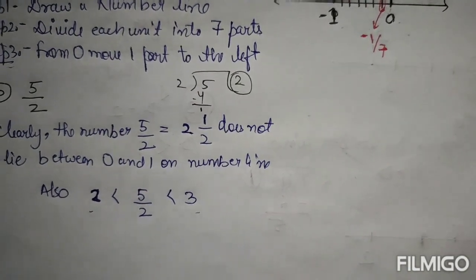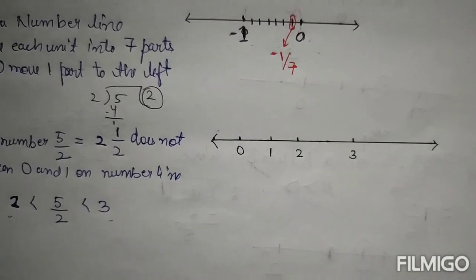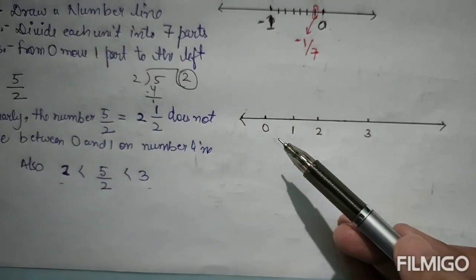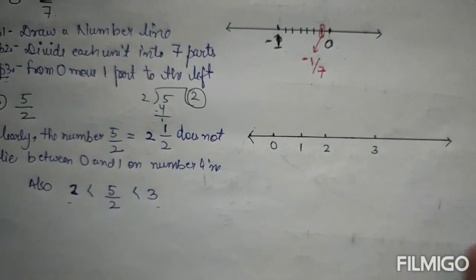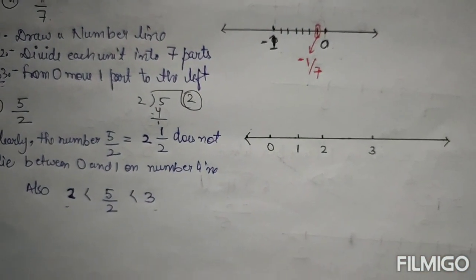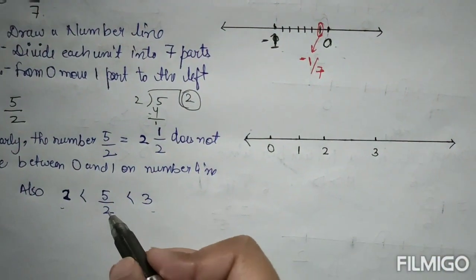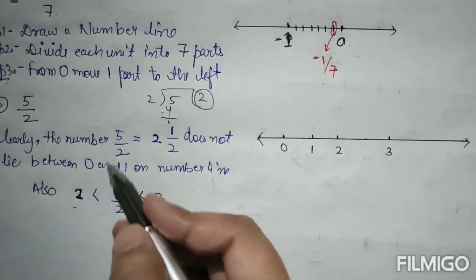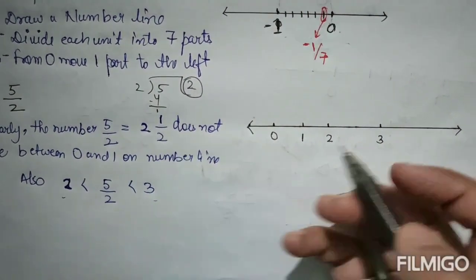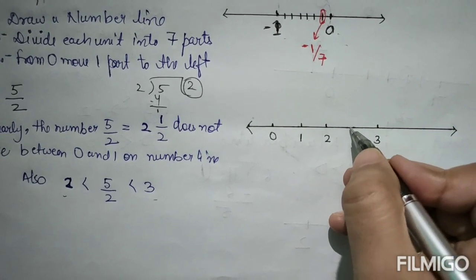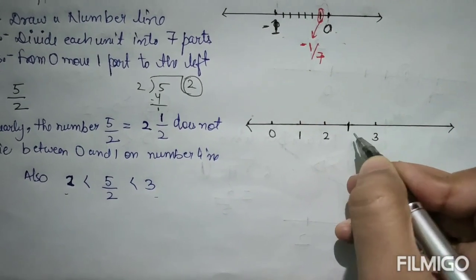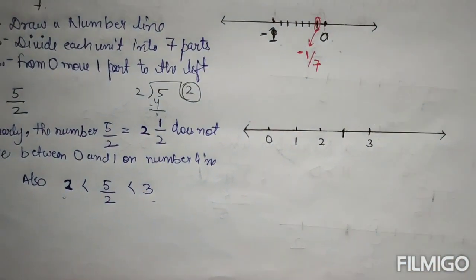Now draw a number line. Look, I have drawn a number line 0, 1, 2 and 3. Clear? Now check its denominator. The denominator is 2. That means you have to make two parts. This is 1 and this is 2. Clear?